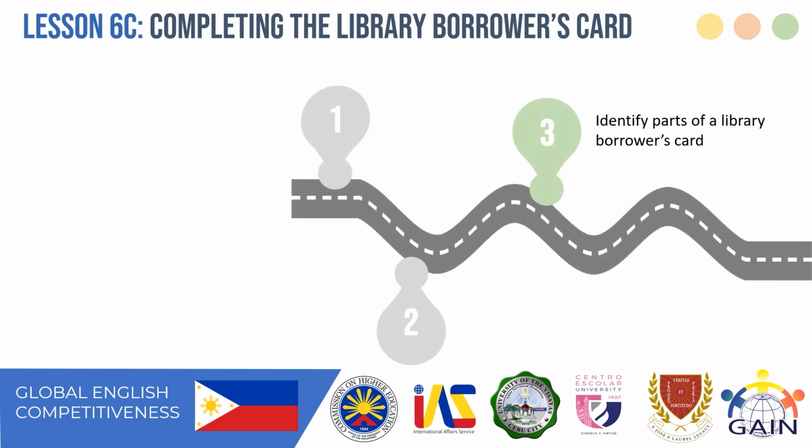Without further ado, let's move over to our third lesson, 6C, completing the library borrower's card. And here are the sub-lessons that will help us achieve our objective: vocabulary, grammar, and listening.